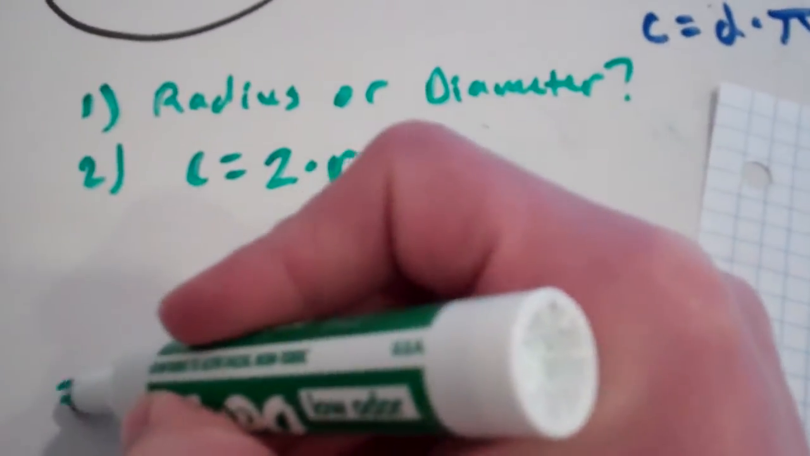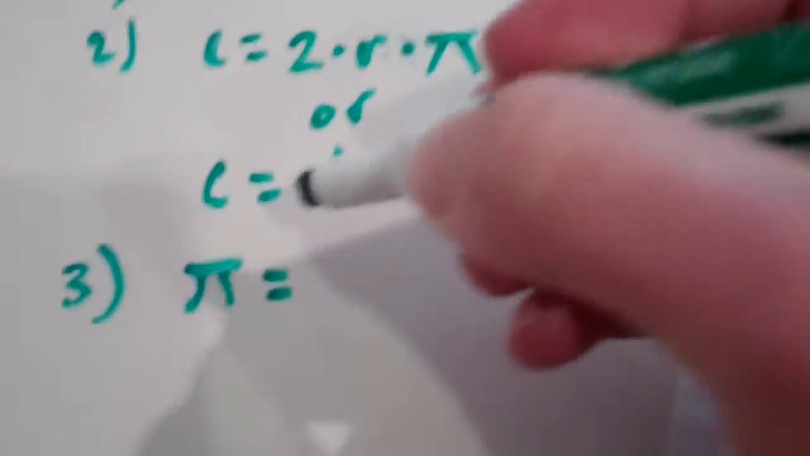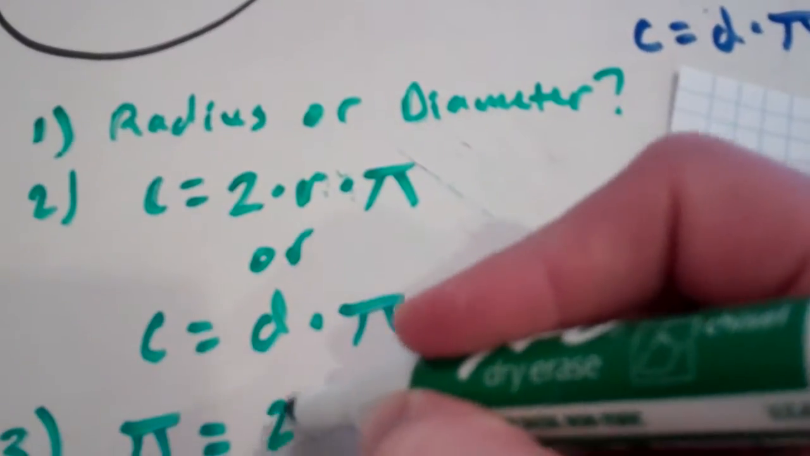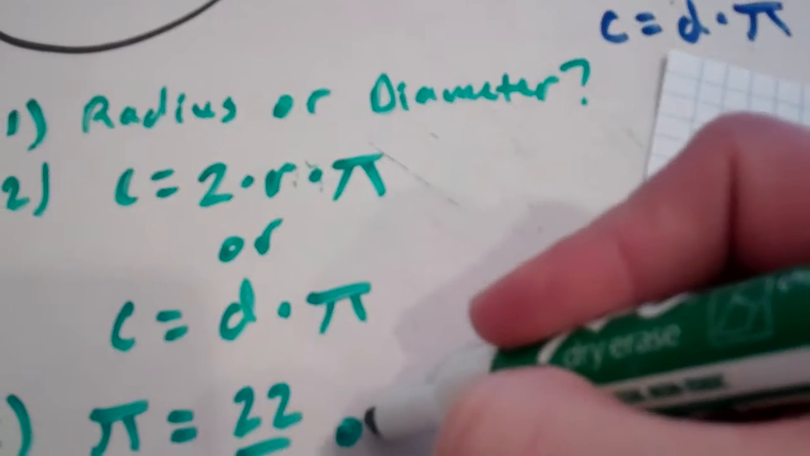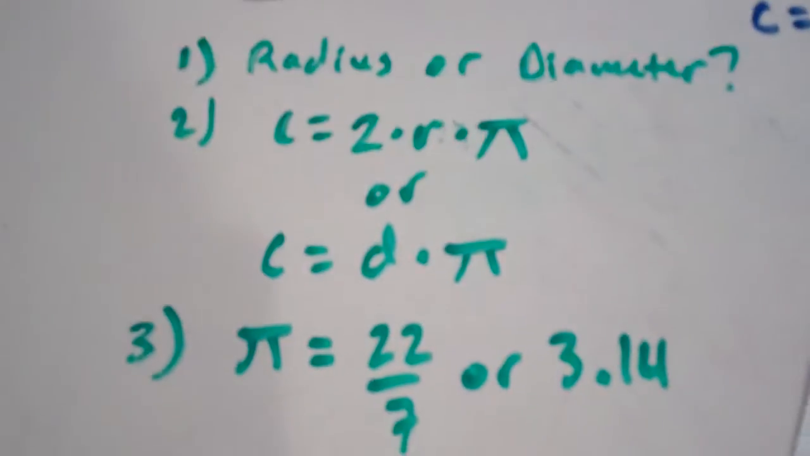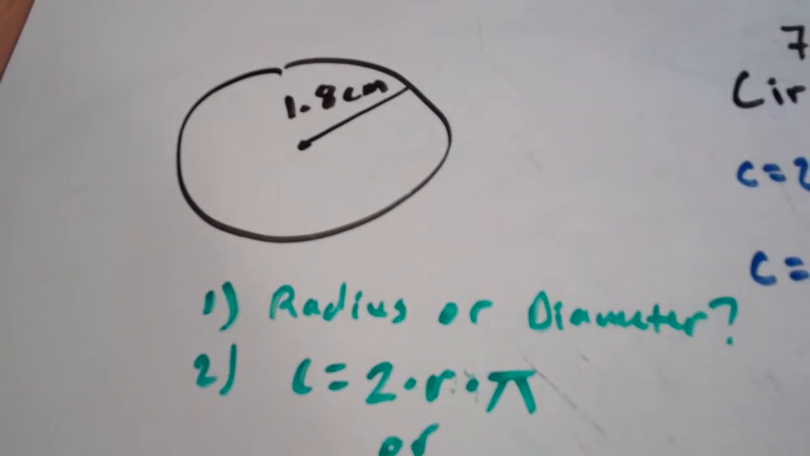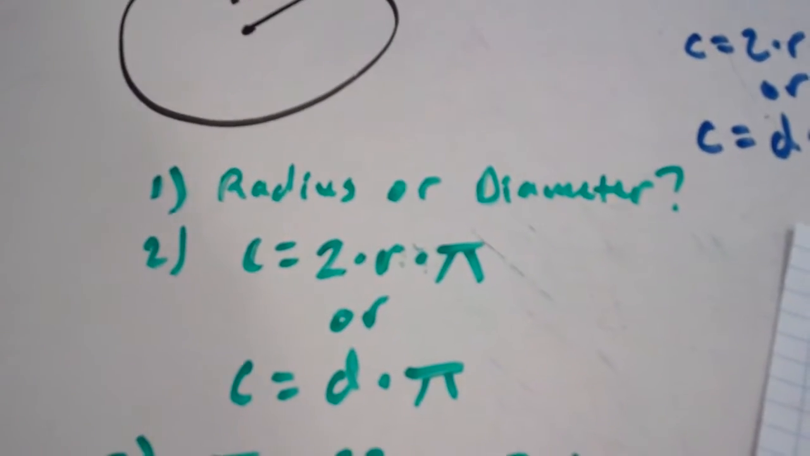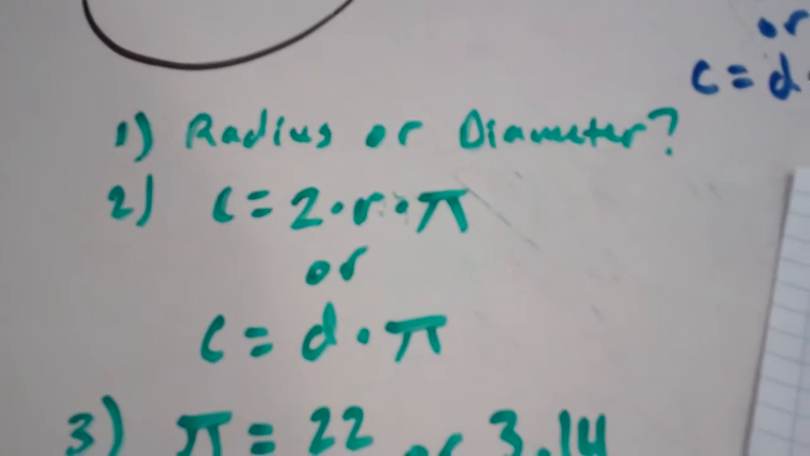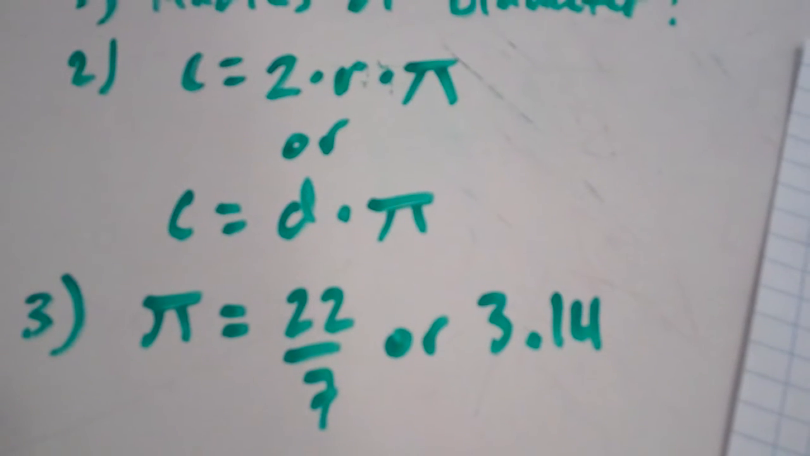And then the next step is to determine what you are going to estimate for pi. Are you going to use the fraction or are you going to use the decimal? Please solve this problem, 1.8 centimeters, and determine whether they give you the radius or diameter, which equation to use, and then what to estimate for pi. Sweet!